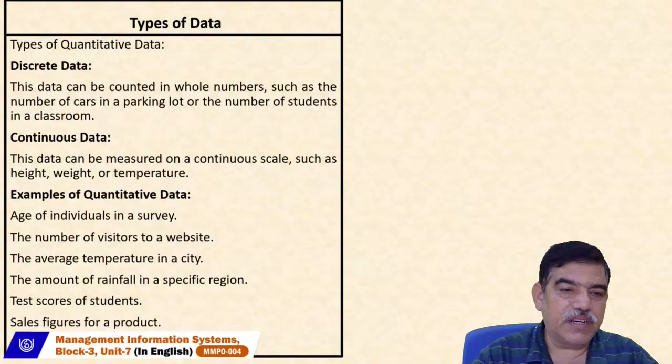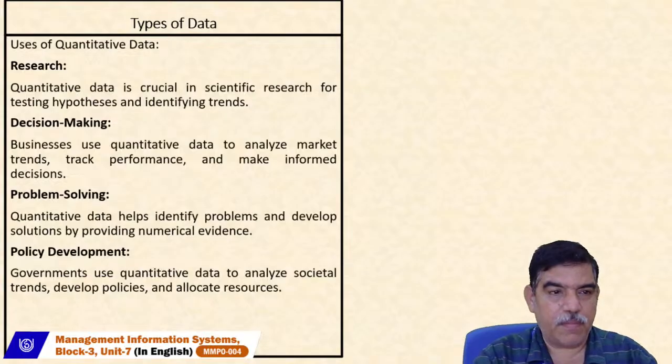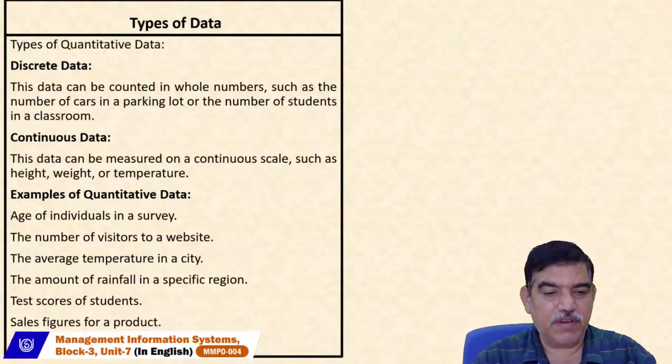Then examples of quantitative data. Age of individuals in a survey, the number of visitors to a website, the average temperature in a city, the amount of rainfall in a specific region, test scores of students, and sales figures for a product, income level of different demographics.